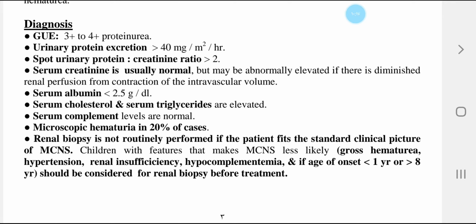Renal biopsy is not routinely performed if the patient fits with the standard clinical picture of minimal change nephrotic syndrome. Children with features that make minimal change nephrotic syndrome less likely, like gross hematuria, hypertension, renal insufficiency, hypocomplementemia, and age of onset less than 1 year or more than 8 years, should be considered for renal biopsy before treatment.